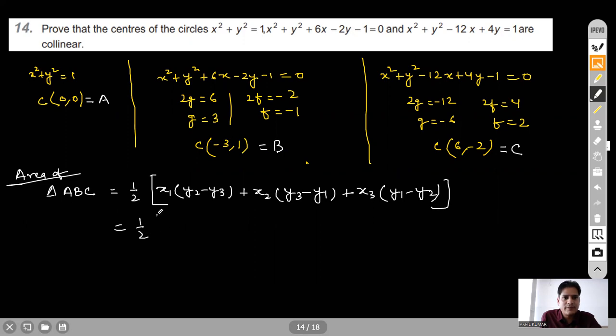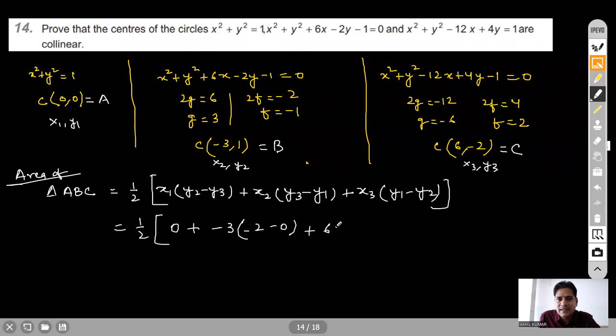So it will be equal to half times x1. I'm taking this as x1. Suppose this one is x1, y1. This one is x2, y2. This one is x3, y3. Okay. So x1 is 0, so this will become 0. What is x2? X2 is minus 3. What is y3? Y3 is minus 2. And y1 is 0. Then x3 is 6, and y1 is 0 minus y2. Y2 is 1. So it will be this.